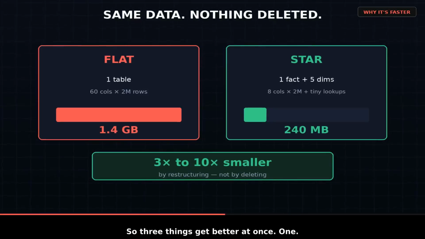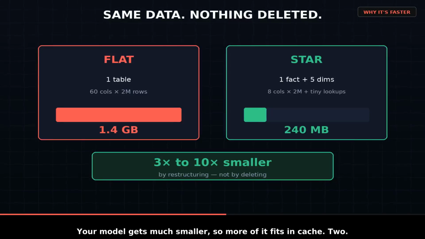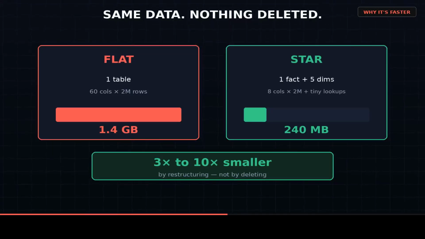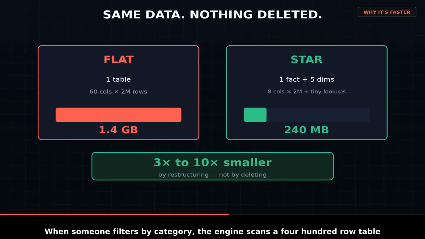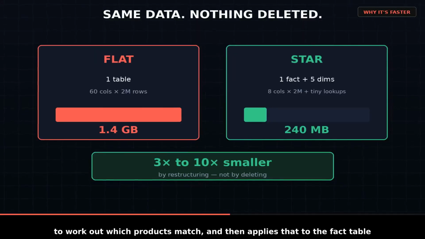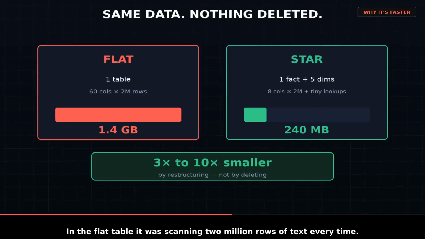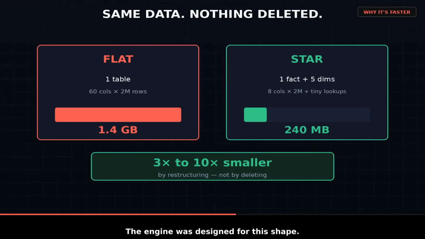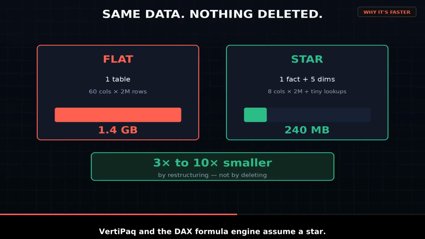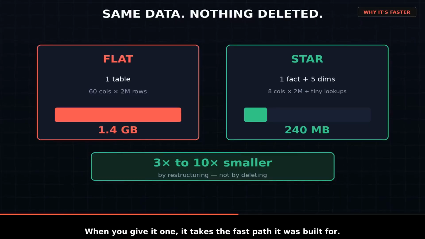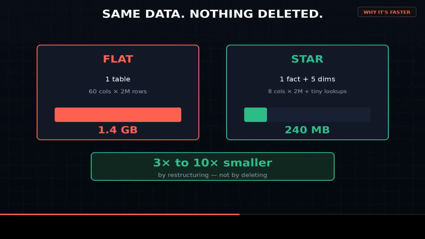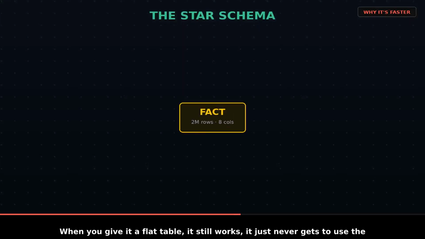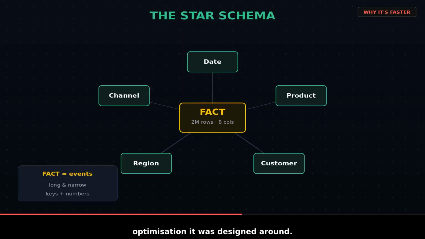So 3 things get better at once. 1, your model gets much smaller, so more of it fits in cache. 2, when someone filters by category, the engine scans a 400-row table to work out which products match and then applies that to the fact table using integers. In the flat table, it was scanning 2 million rows of text every time. 3, and this is the one nobody mentions. The engine was designed for this shape. VertiPaq and the DAX formula engine assume a star. When you give it one, it takes the fast path it was built for. When you give it a flat table, it still works. It just never gets to use the optimization it was designed around.